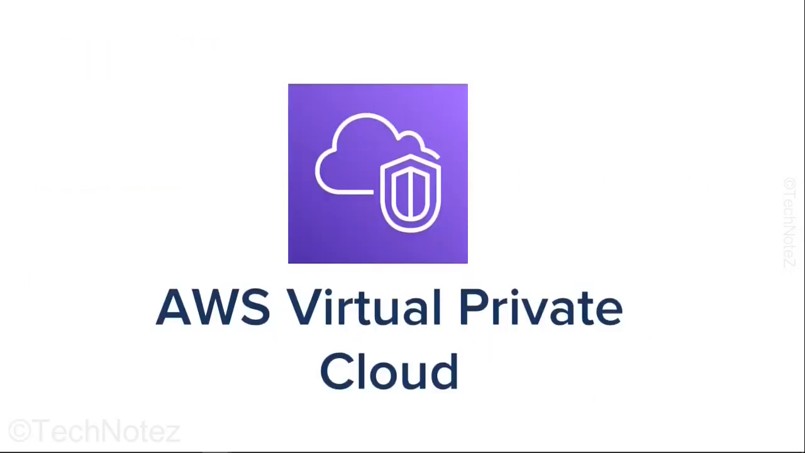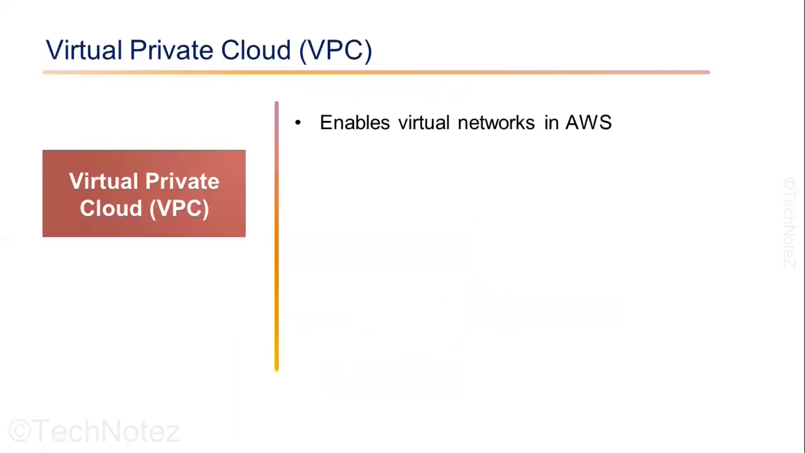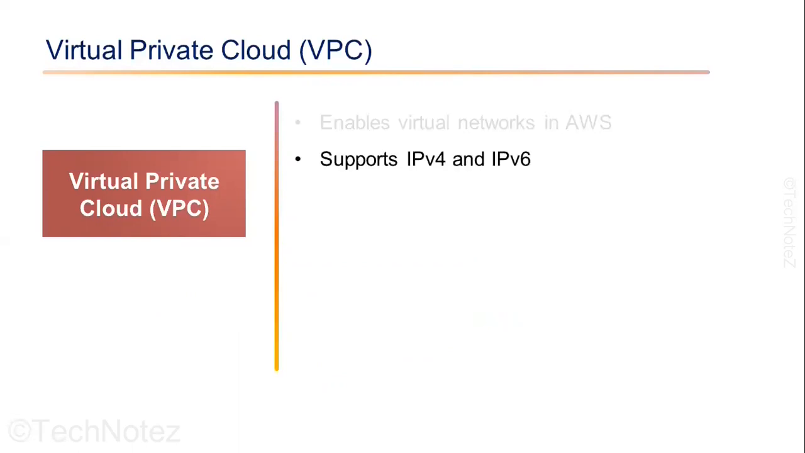Let's talk about Virtual Private Cloud. AWS Virtual Private Cloud provides an isolated and secure network environment for your applications and data in the cloud. Virtual Private Cloud is one of the core components to host applications on the AWS environment. Amazon Virtual Private Cloud is a service that allows you to create a virtual network in the AWS cloud. VPC supports both IPv4 and IPv6 address types.